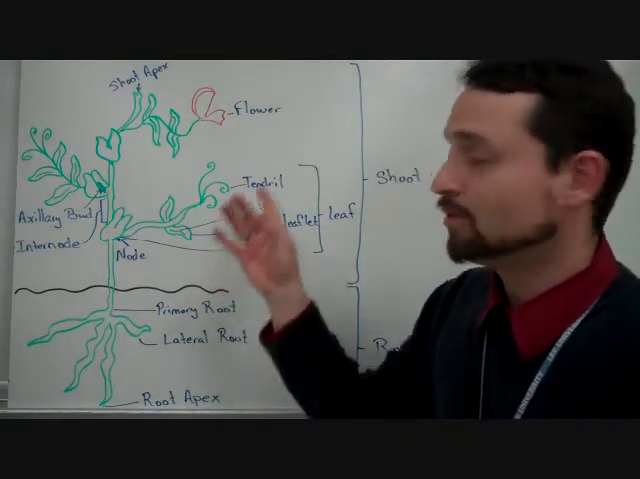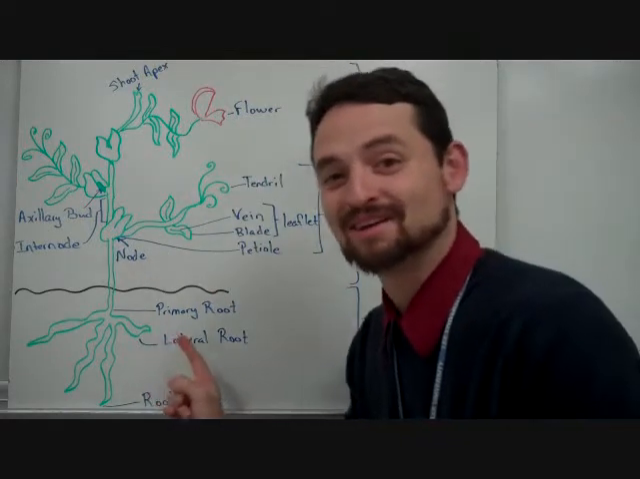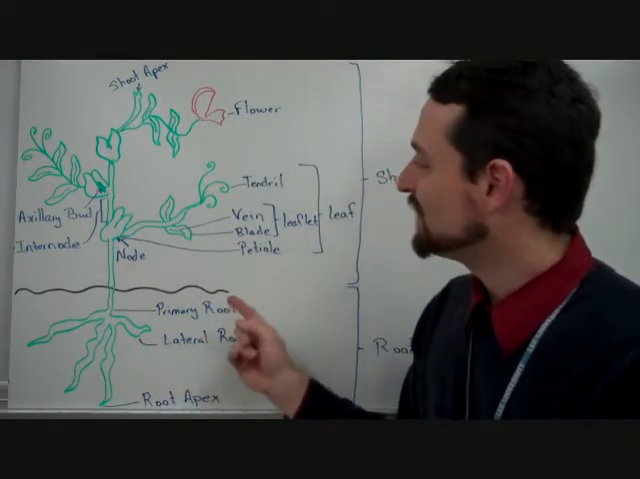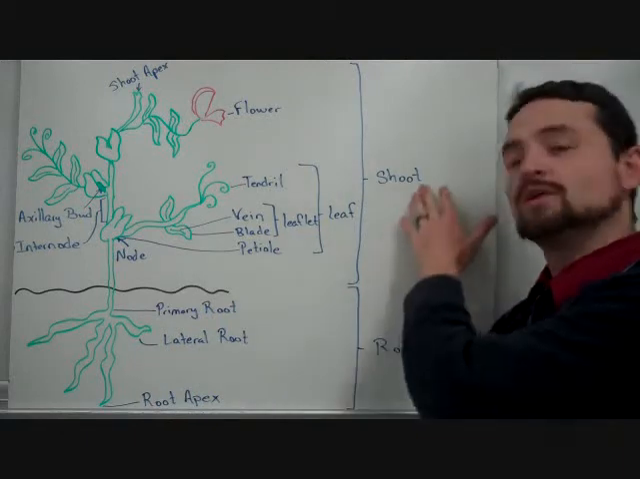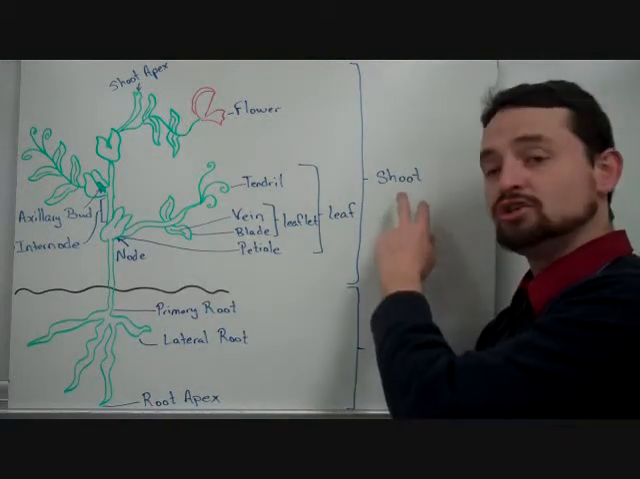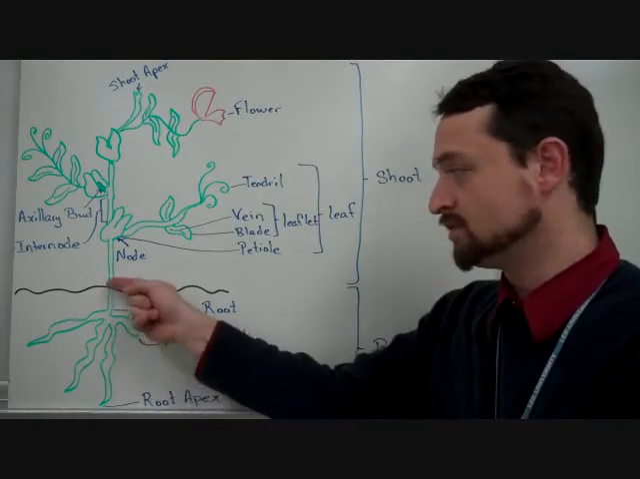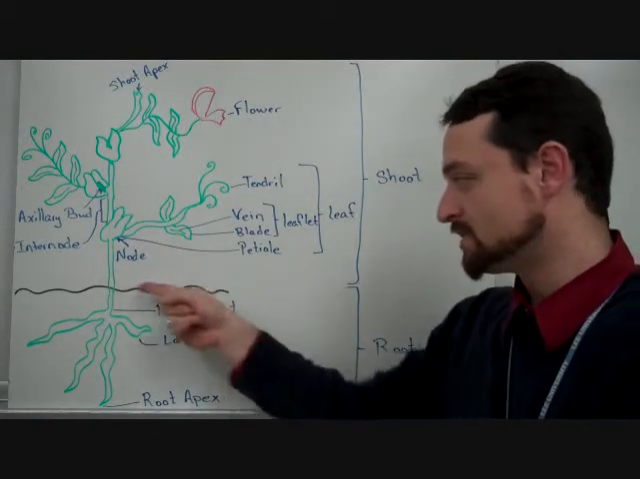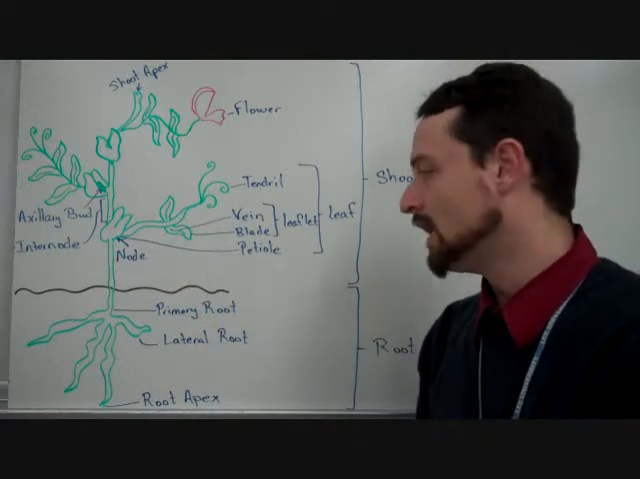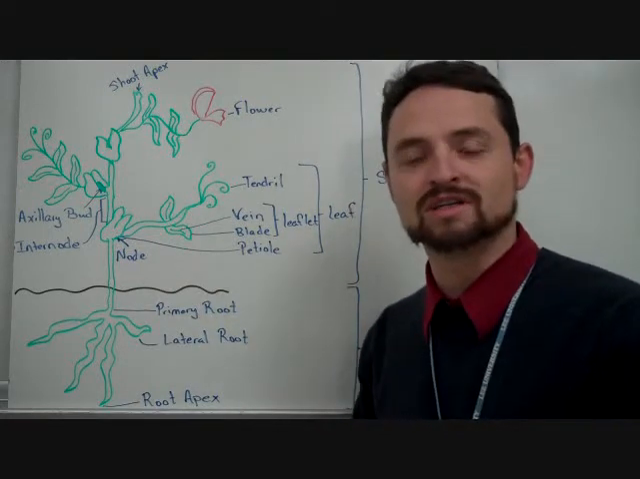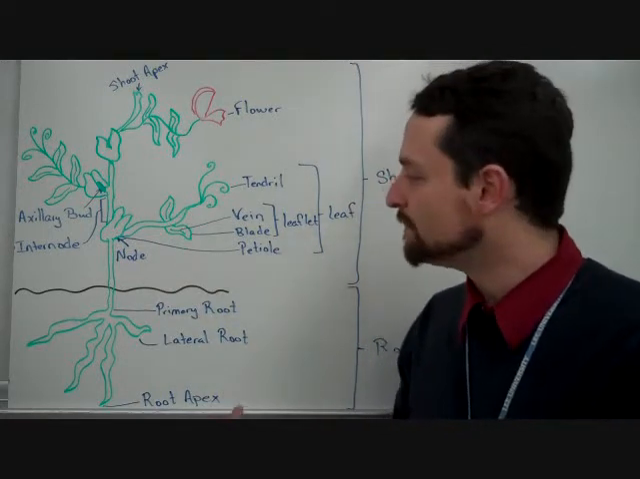So here we've got a poorly drawn plant. This is my drawing, that's why I said poorly drawn. Looking at the plant, the first thing we see is that it's split into two main parts. It's split into the shoot and the root. The shoot is pretty much everything from the surface up. The root is pretty much everything from the surface down. And when we look at those, there are certain characteristics of both that we need to identify.